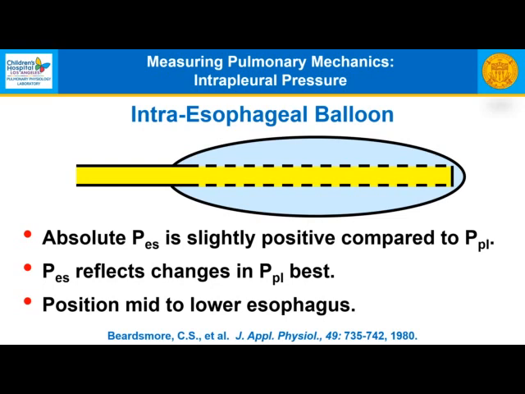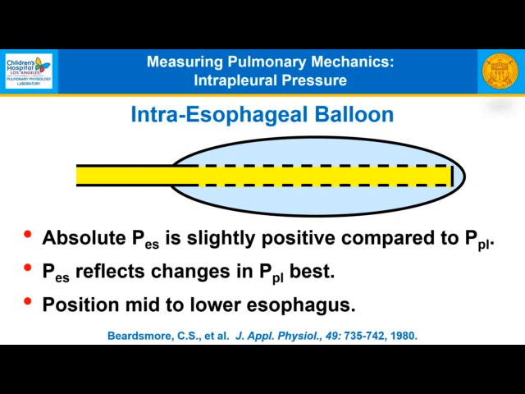So if we want to measure alveolar pressure, we use an intraesophageal balloon. Absolute intraesophageal pressure is slightly positive compared to pleural pressure. However, an esophageal balloon reflects changes in pleural pressure better than any other technique. A technique that has been used is to create a mini pneumothorax just under a place where you can put a small catheter in. That does measure interpleural pressure, but unfortunately it does not reflect changes.